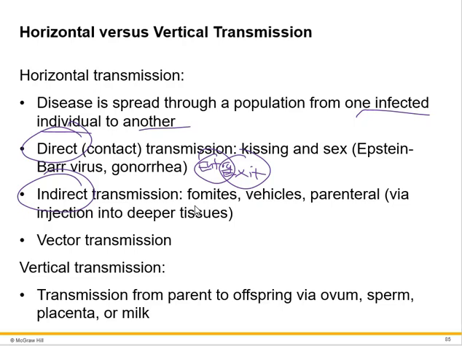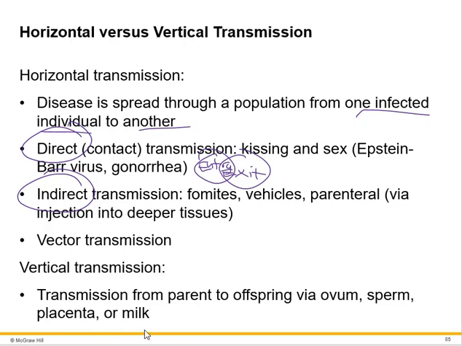Most of the direct is pretty obvious, like sexually transmitted diseases are direct. Kissing, sexual contact, those are definitely direct. And if you sneeze in someone's face, that's direct. But if you get it from the air, or from inanimate objects like a fomite, a surface that has the microbe on it, or vehicle transmission like from a vector, that would be indirect. Injections into deeper tissues would be another indirect.